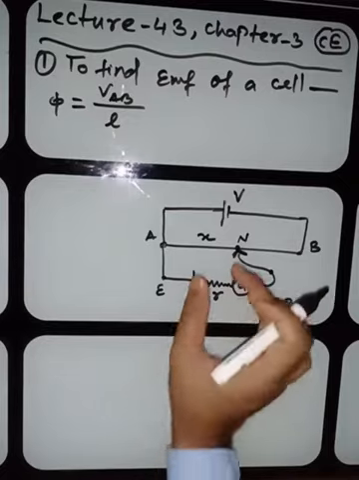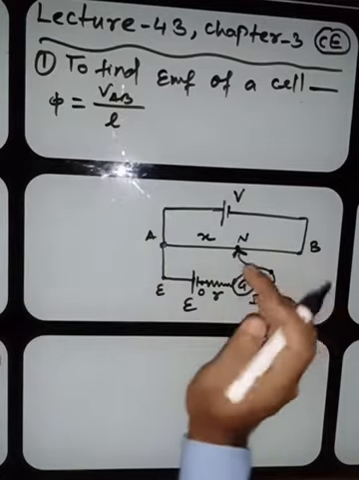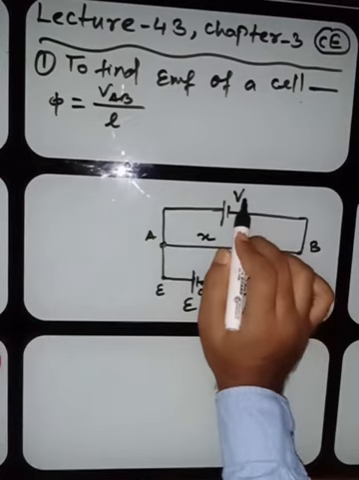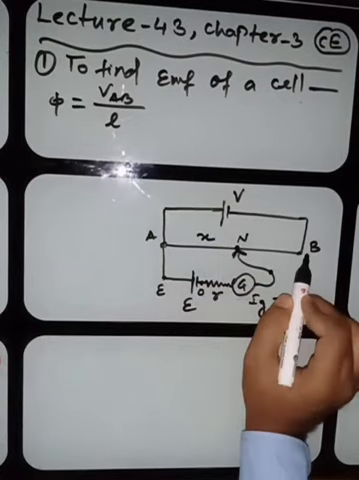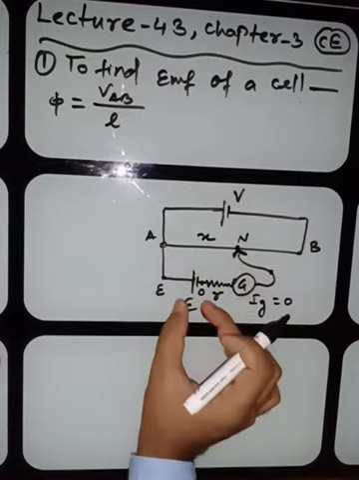Suppose phi is VAB by L. The potential is 10 volt and the length is 10 meter. Then for one length, how much potential can you measure?